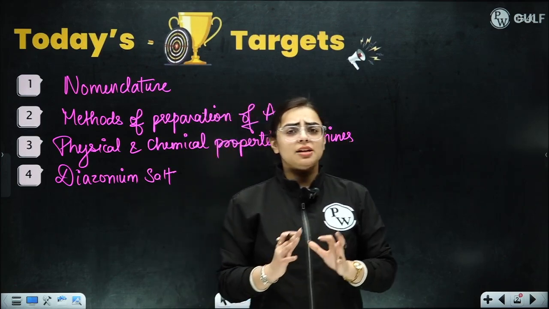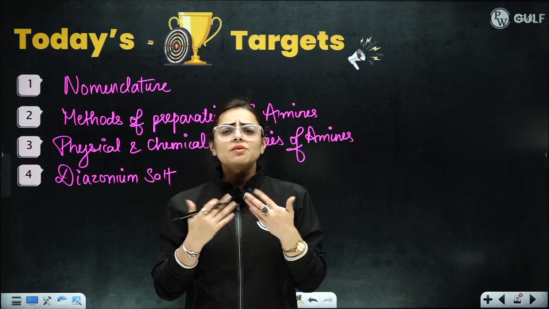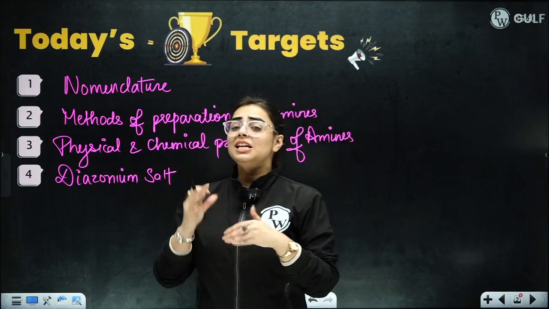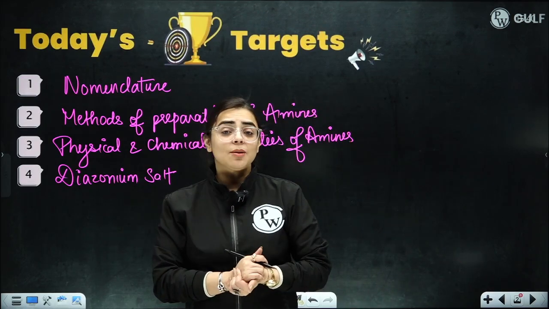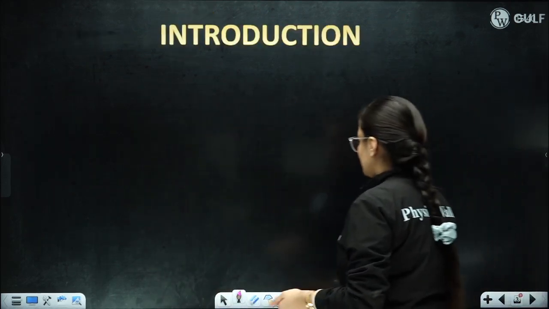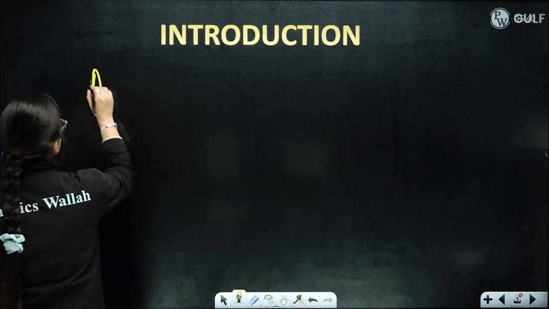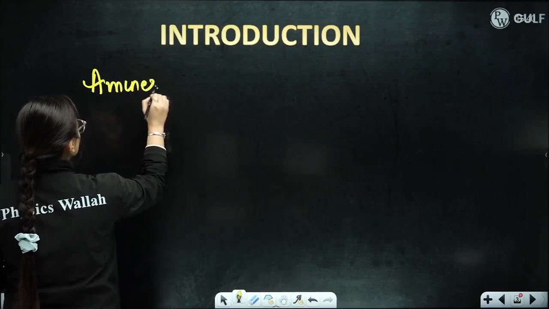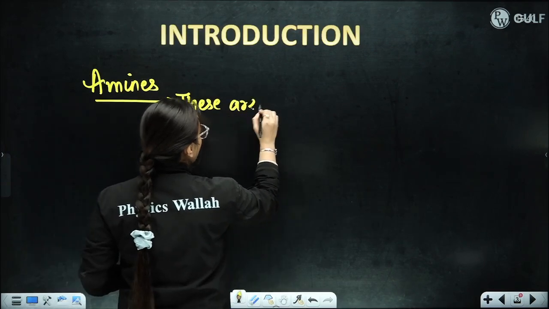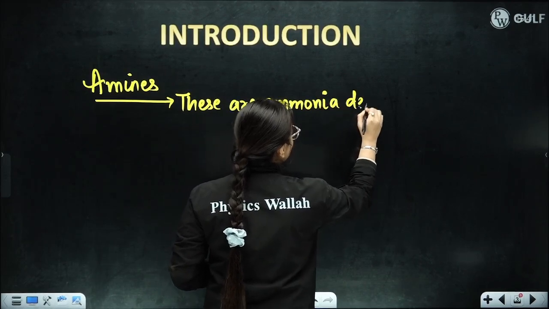What do you think, what are amines? In organic chemistry, when we come to the word amines, we generally talk about something which is related to nitrogen. But let me tell you, this would be an inappropriate way to define amines. Amines is something which is derived from ammonia. So amines basically are ammonia derivatives.